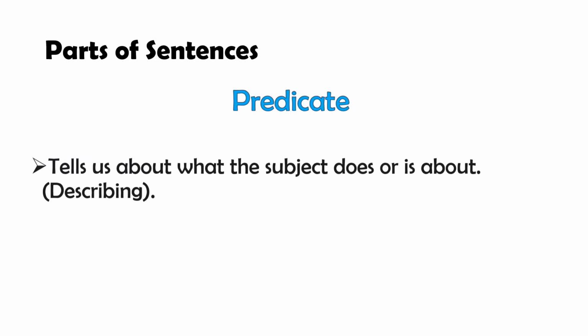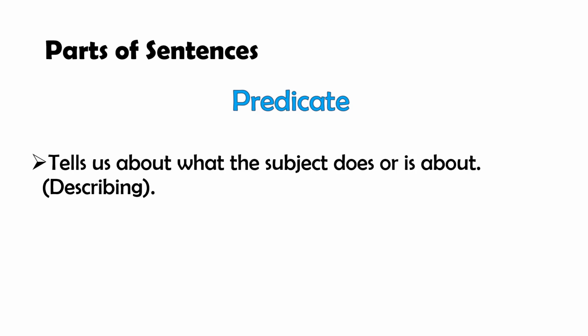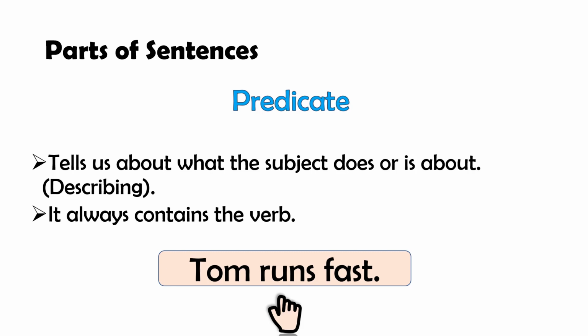Predicate. The predicate tells us what the subject does or is about. It describes the subject. It always contains the verb. Let's look at the same example we saw before. Tom runs fast. We know that Tom is the subject. What does Tom do? Tom runs fast. In this sentence, runs is the verb and runs fast is the predicate, as it describes what Tom does in the sentence.